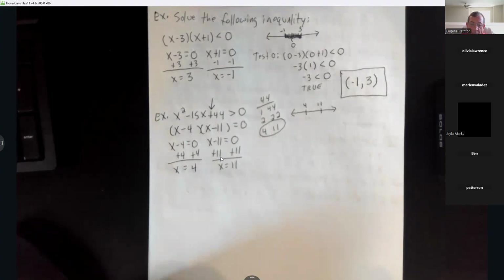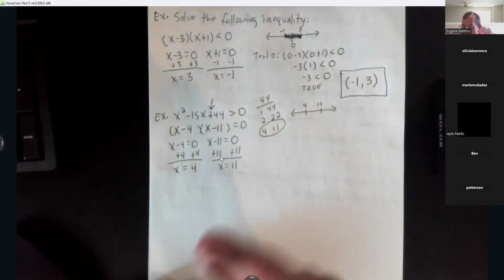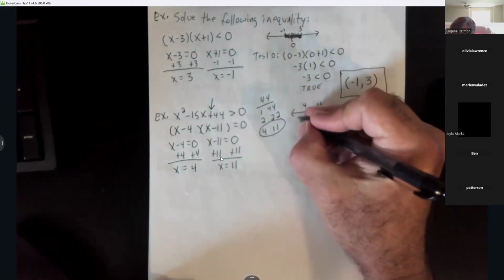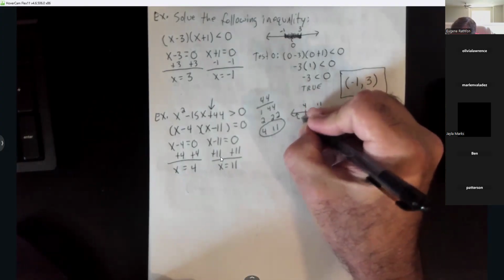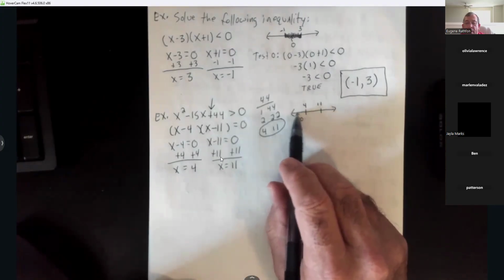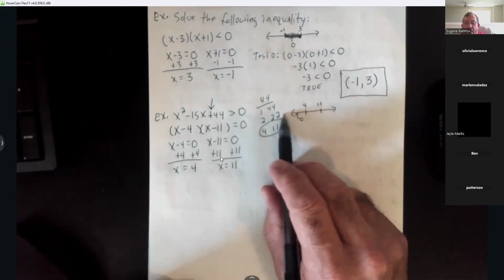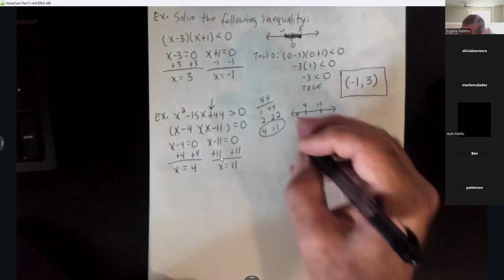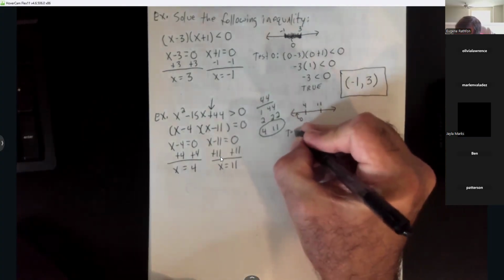Now, what I need to do is I'm going to find me a test number. I'm still going to test 0. 0 is going to be in the first section. 0 is less than 4, so it's in this first section, okay? So I'm going to test my 0 now.